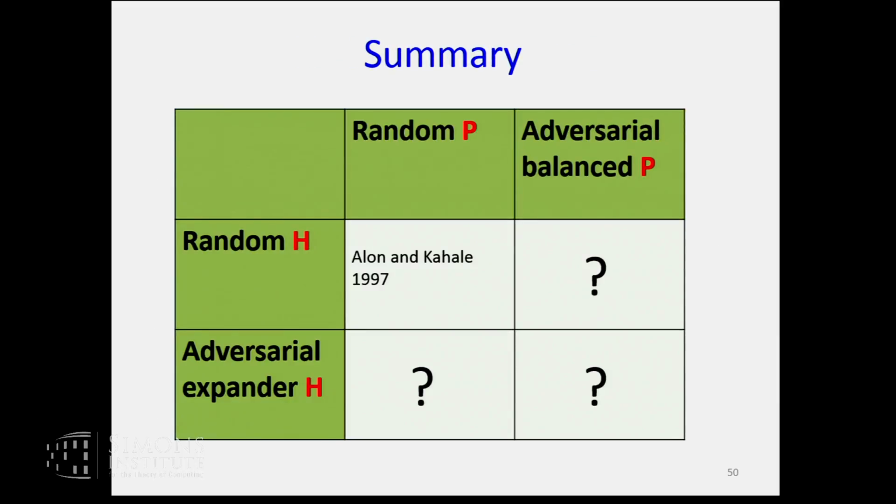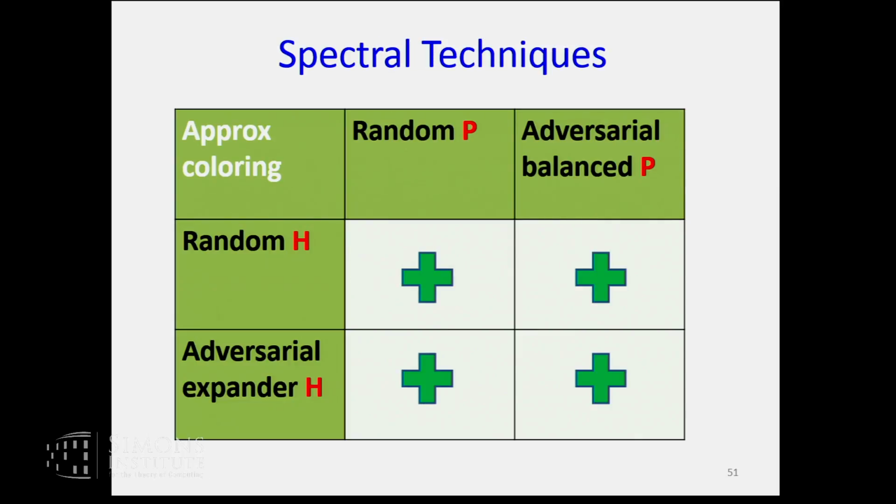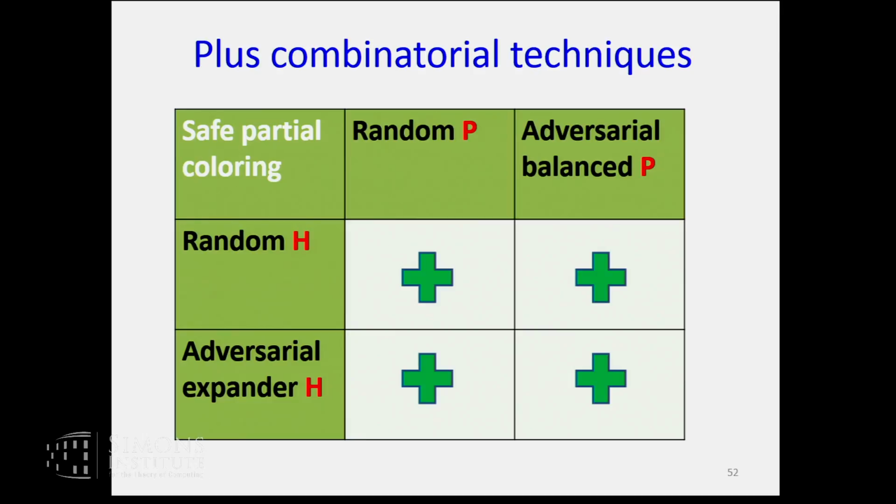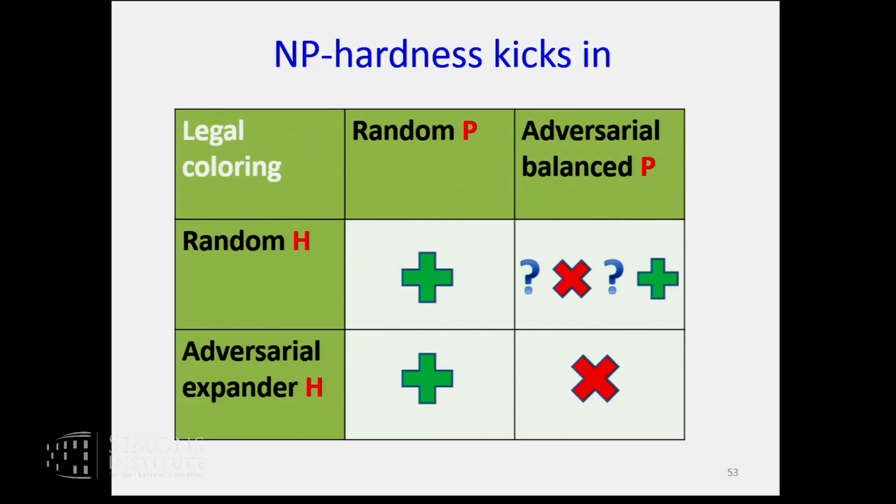So let me just summarize. These were the results known prior to our work. When we have a random host graph and a random planted coloring, the algorithm of Alon-Kahale could find the coloring. And we ask what happens if there's an adversarial planted coloring and adversarial host graph, which is an expander. If we just look at finding approximate coloring, then spectral techniques suffice in all these cases. If we look at safe partial colorings, which is a stronger notion, still everything works. And the interesting things begin once we want to complete it to a legal coloring.